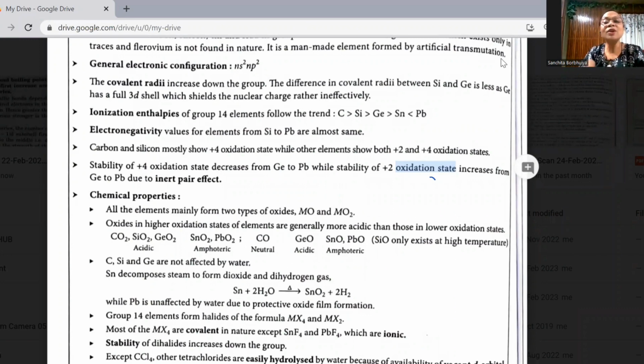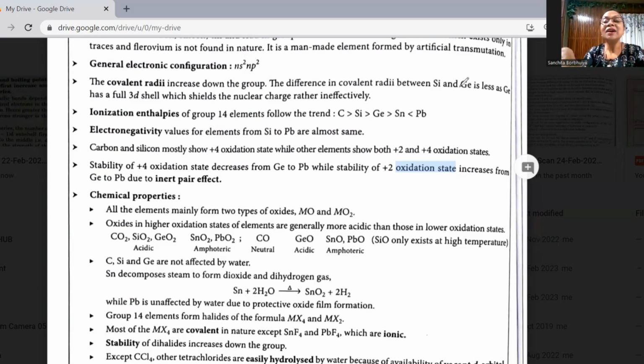It would not be that much as expected. Okay, now going on to the ionization enthalpies. The ionization enthalpy of carbon, silicon, germanium, tin, and lead. Tin and lead. Can you see tin and lead? Yes, have you noticed? Germanium is greater than tin, and lead is greater than tin. So remember this order.